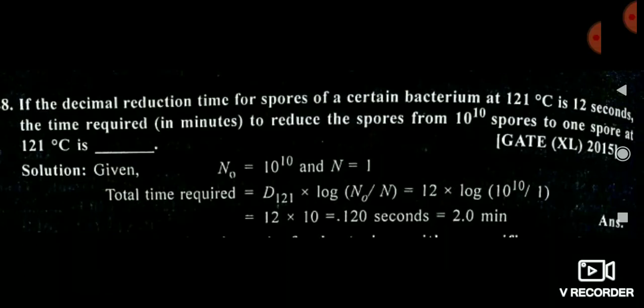Now one more question, friends. See, it is also very easy. You can solve it very easily. D value is given, decimal reduction time is given. Friends, in all questions same things are repeated. If you are clear with the concept, you can just play with the questions. There is nothing in the questions. You can easily play, you can easily set your own question.